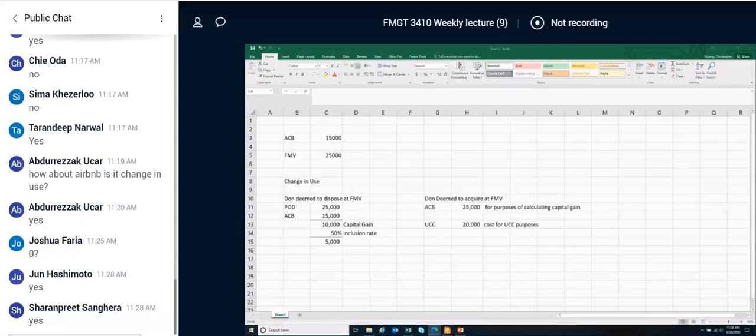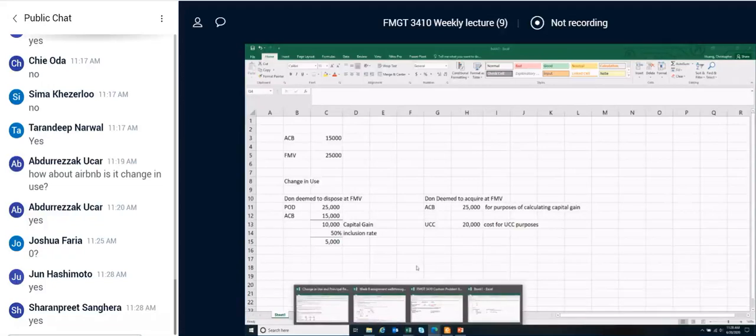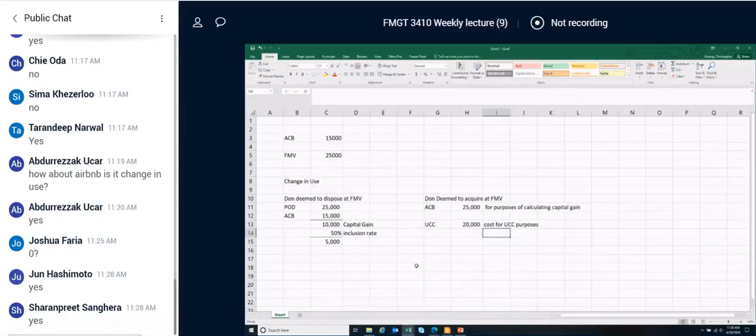So now the question becomes, all right, I have a principal residence. I change the use of my principal residence. Doesn't that mean I don't have to pay tax on the deemed disposal? And the answer is yes. You don't have to pay tax on the deemed disposal because you can claim the principal residence exemption.